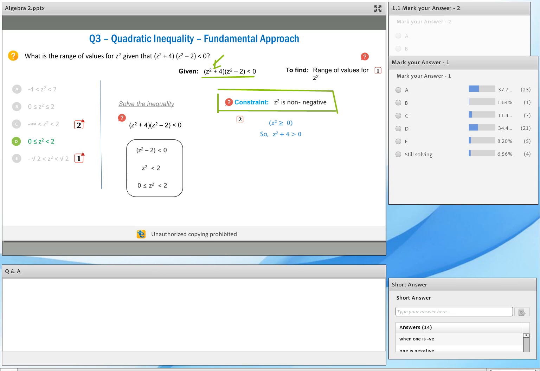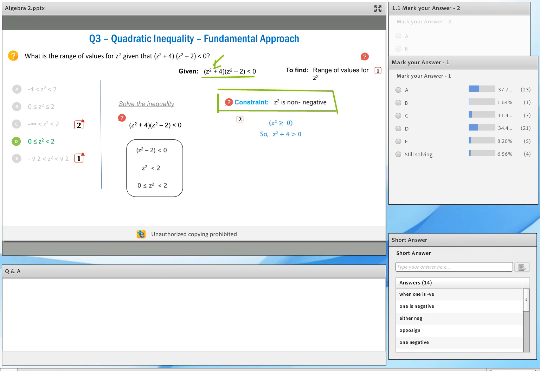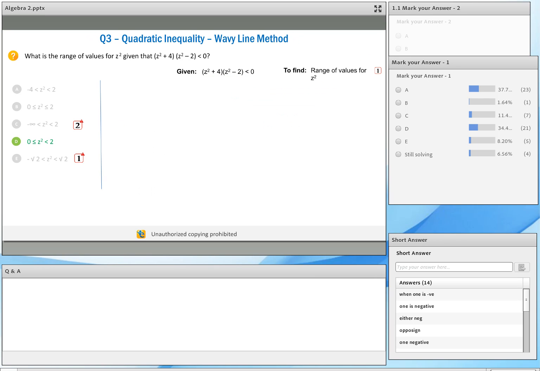There are two kinds of constraints: ones that are explicitly stated, and others that come from your conceptual understanding. For example, z square is a non-negative number. Square of a number is always non-negative. But that conceptual constraint actually cost you this question.